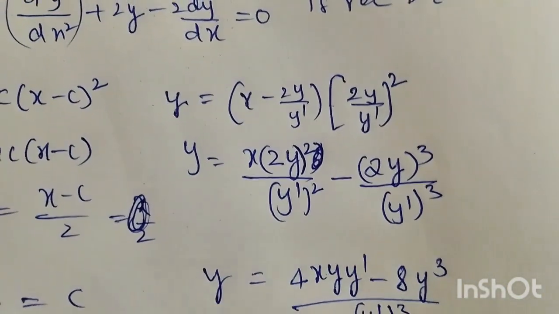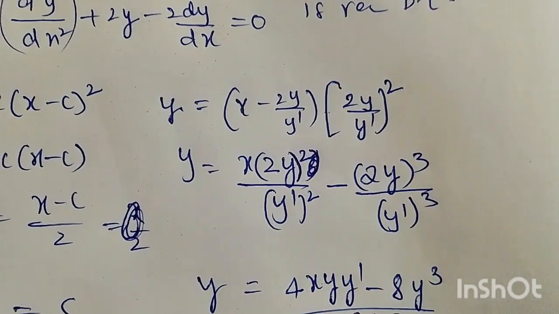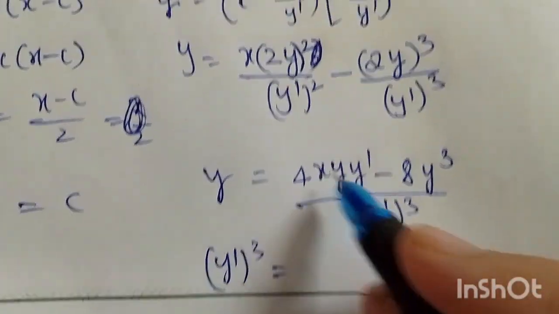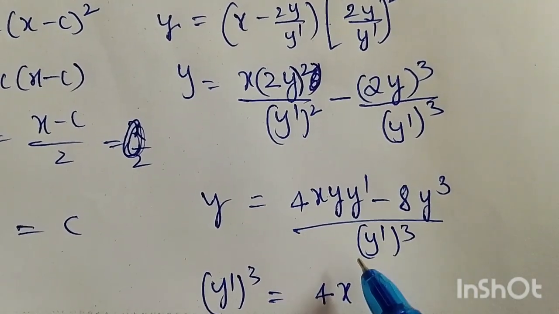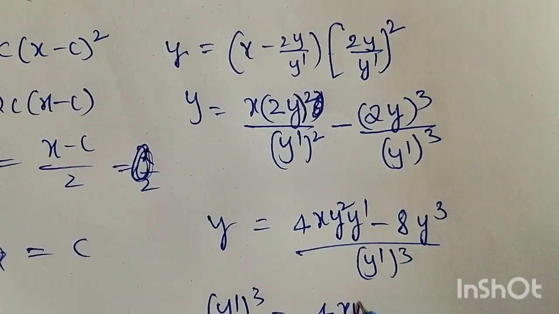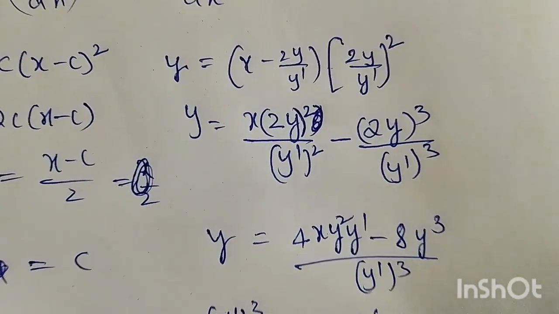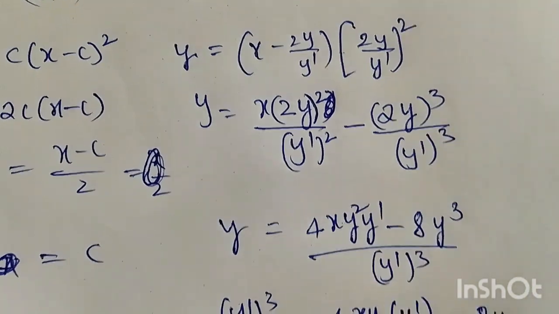So I'll bring y dash cube this side. So if I bring y this side, it will divide, so that will become 4x, this is y square, no? So now it will become 4xy into y dash minus 8y square. So this is your final answer.